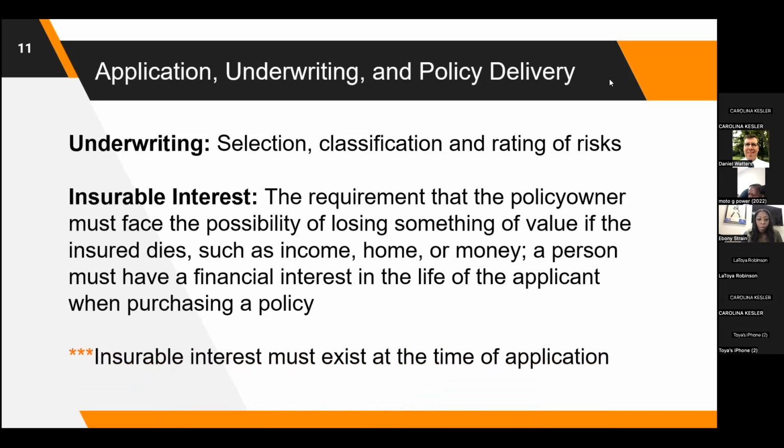So insurable interest must exist when? At the time of application. Say it out loud, really loud, it helps it stick in your head. Insurable interest must exist at the time of application.